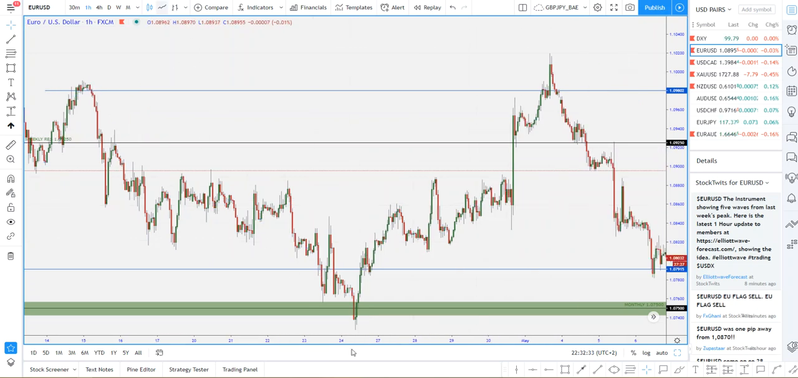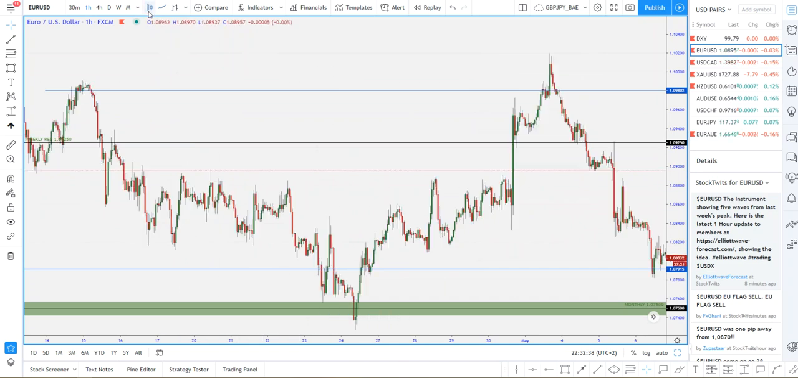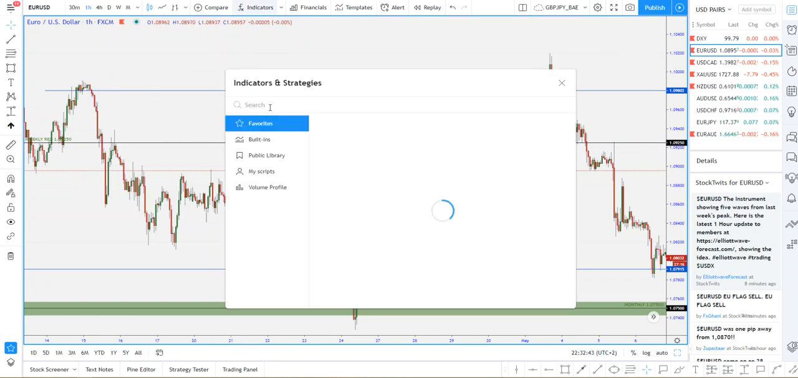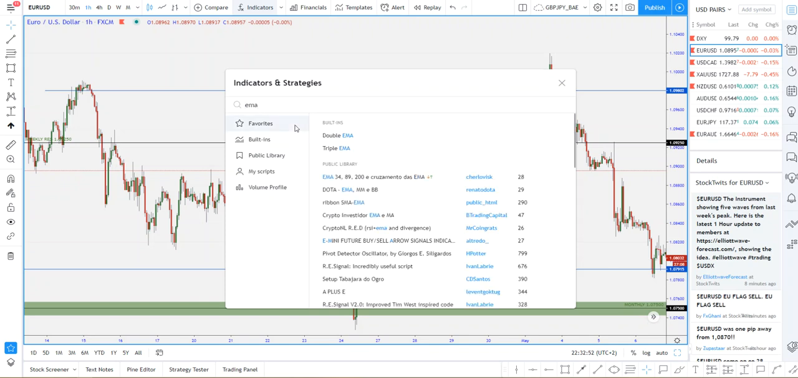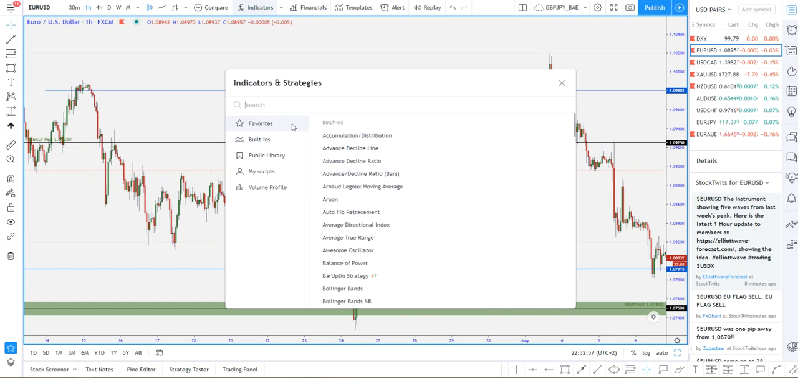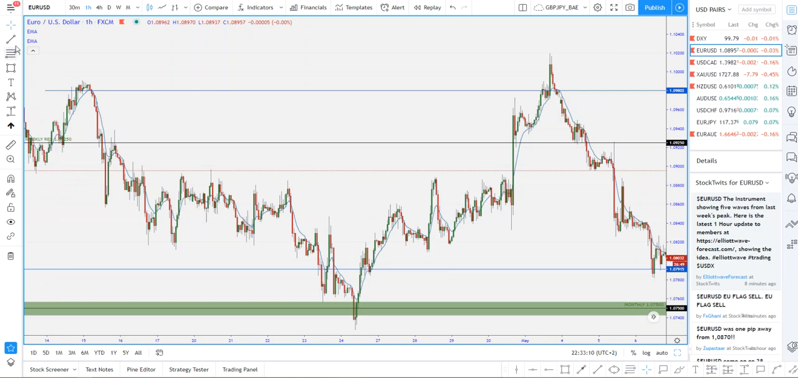We have two moving averages that we use. Sorry about that. Please click on the indicator tab and type in moving averages. These are EMAs, so even if you type EMA, let's keep it simple and type moving average. Select the exponential moving average, then select it again. Click on it twice so that you have two moving averages.